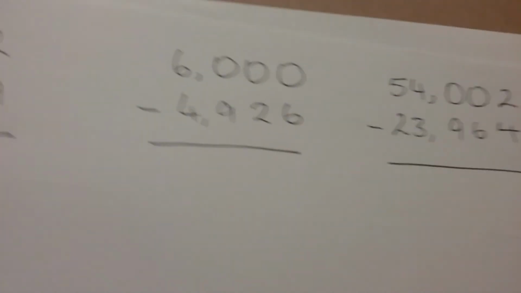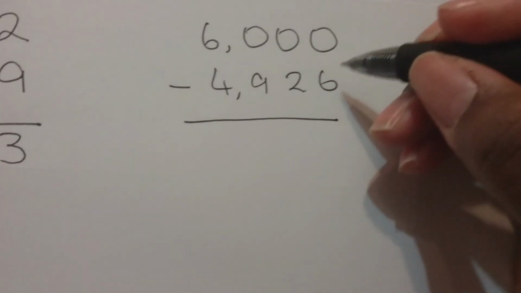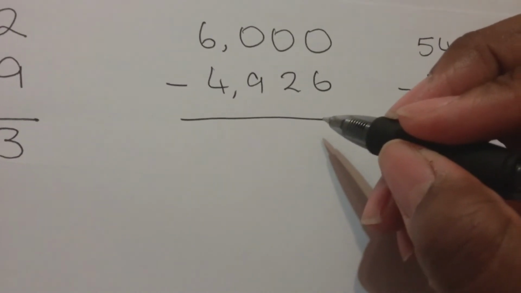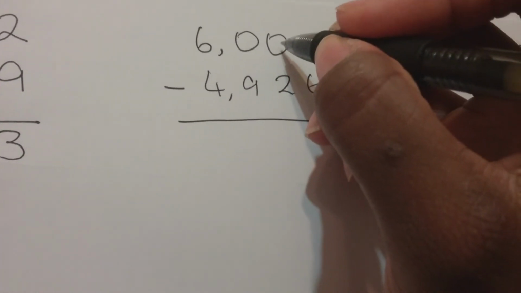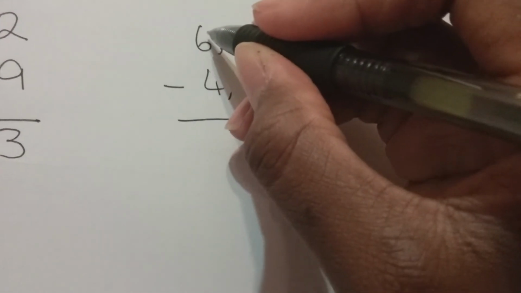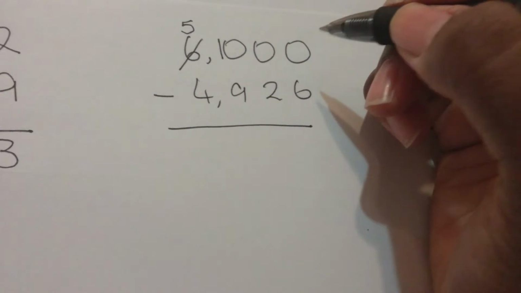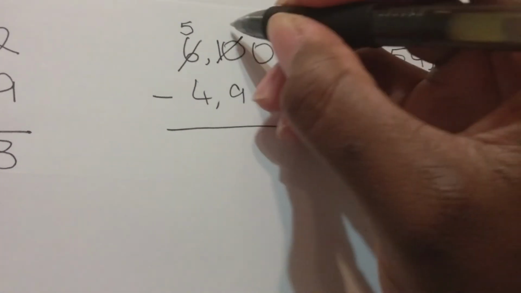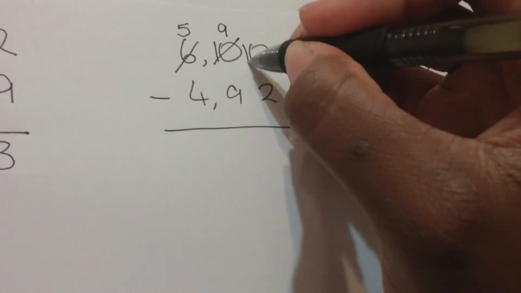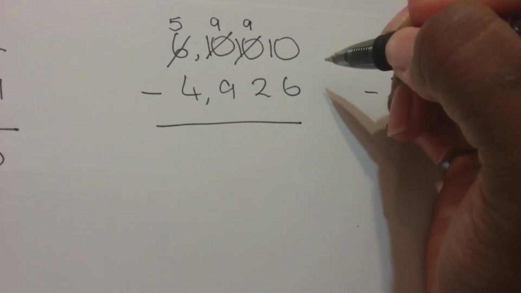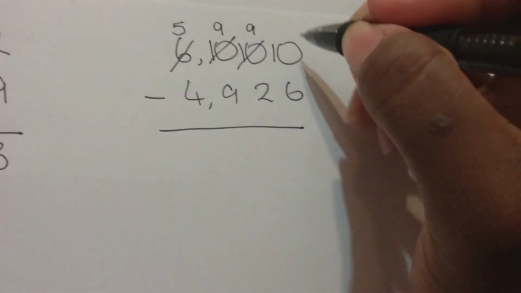Let's try it here where there's more zeros. 6,000 take away 4,926. 0 take away 6, can't do it, can't do it, can't do it. Finally reached somewhere with something. So the 6 turns to a 5. Bring it over here. 10. Cross it out. Turns into a 9. 10. Cross it out. Turns into a 9. 10. And then you got to remember to stop because sometimes you keep doing that over and over again.